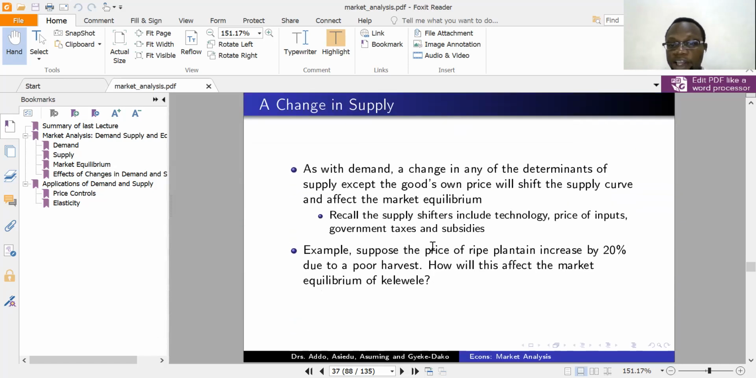So suppose that the price of ripe plantain increases by 20% due to poor harvest. If it's poor harvest, then it means that supply has reduced because output has fallen. And that has triggered a 20% increase in the price, okay? So you can analyze how the increase in the price of ripe plantain, caused by poor harvest, will impact the equilibrium in the Kelewele market, okay?